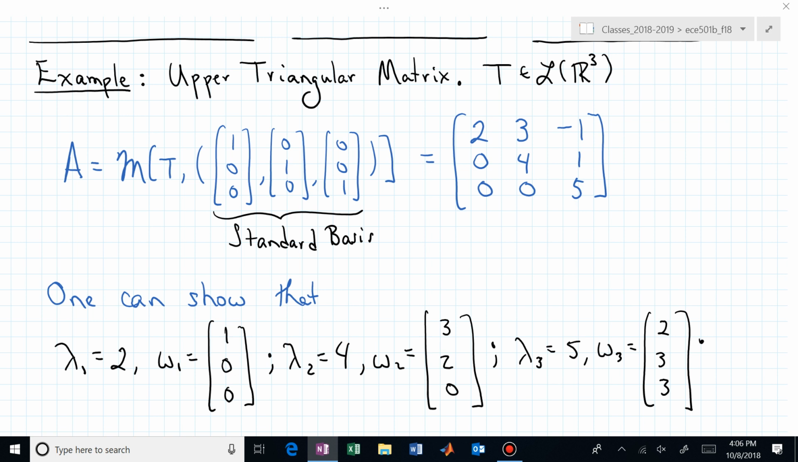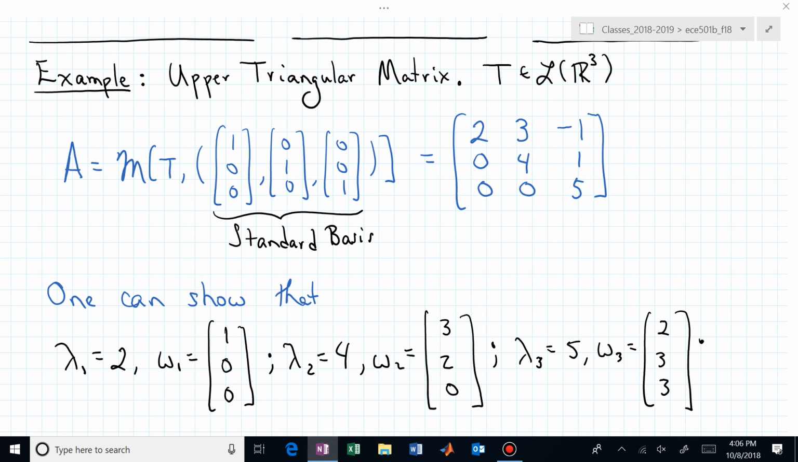Meaning, you take A and operate with that on W1, you better get back in W1 by the eigenvalue eigenvector relationship, and in this case you do. You operate on W1 with A, and what do you obtain?